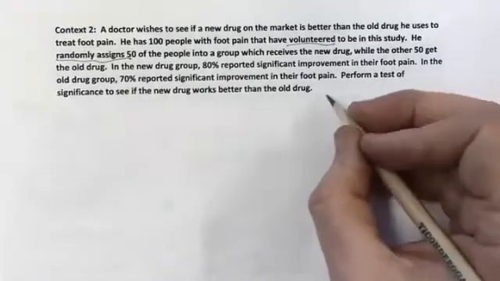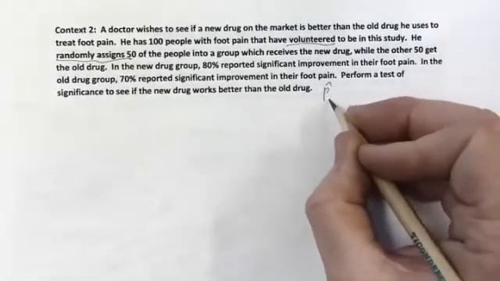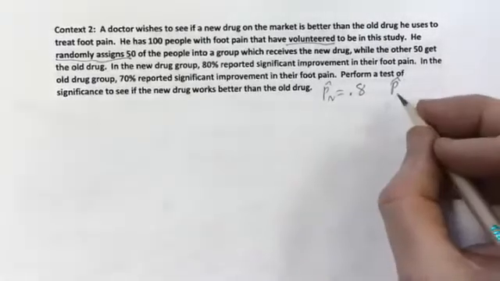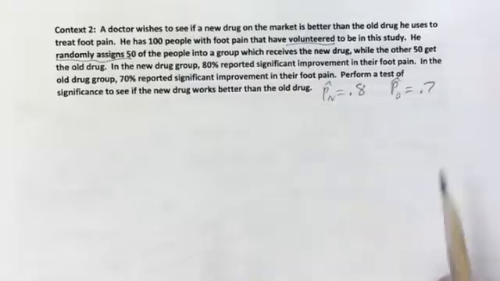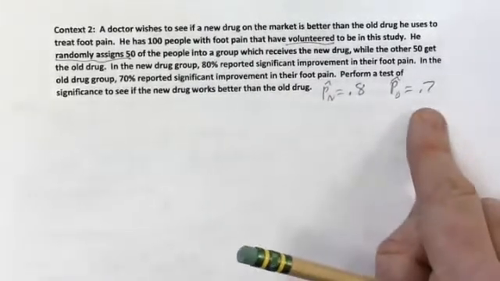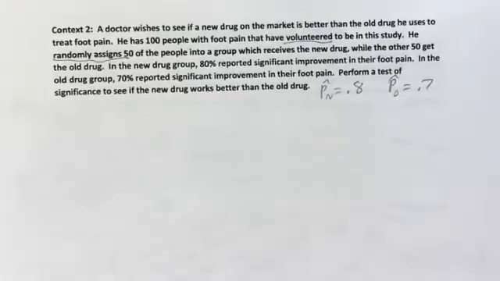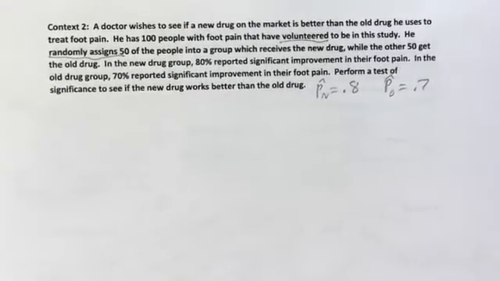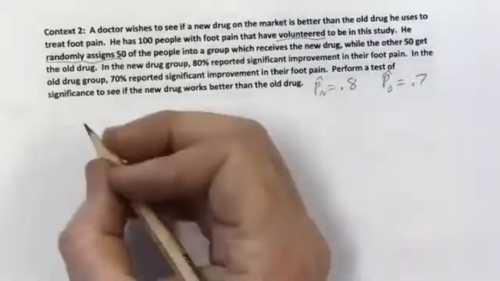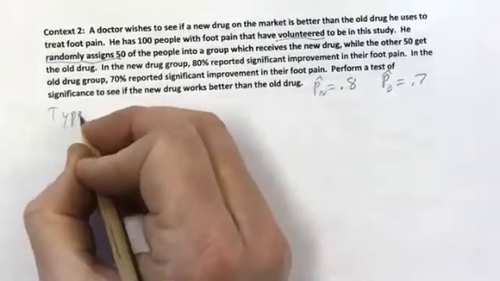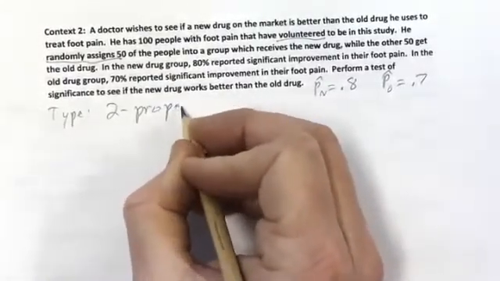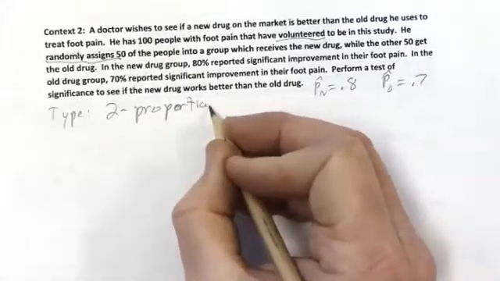Well, when you look at it, first of all, our p hat for our new drug is 80%, 0.8. And the p hat for our old drug is 70%, so it's 0.7. So it appears to work better, but the big question is, is it statistically significantly better? Or is this difference plausible due to sampling variability? So that's what we're going to find out in regards to this test. So we're asked to perform a test of significance, otherwise known as a hypothesis test. So for the type of inference, we must do the same acronym. And this is a two proportion z-test.